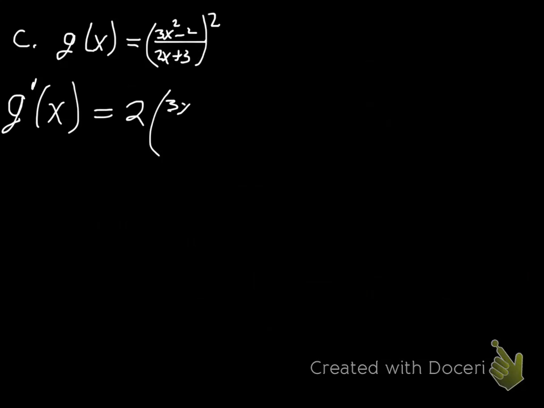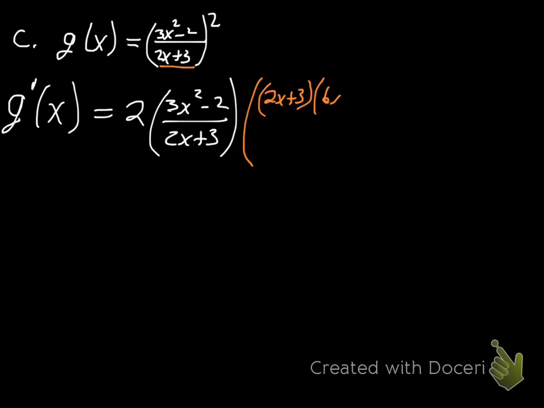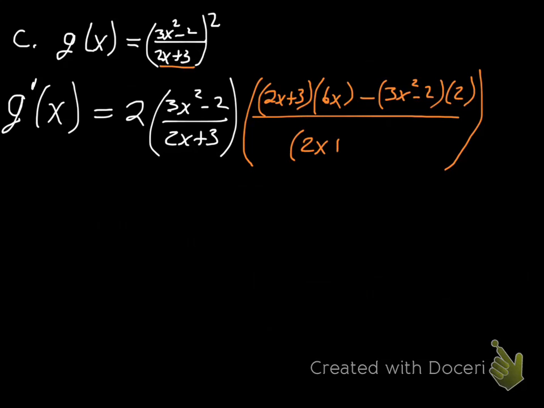So the 2 comes down, and then it's the inside stuff to the first power, and then we got to use the quotient rule. So low d high minus high d low all over low squared. So we're done with calculus. Everything else is just packaging your answer nicely with some algebra.